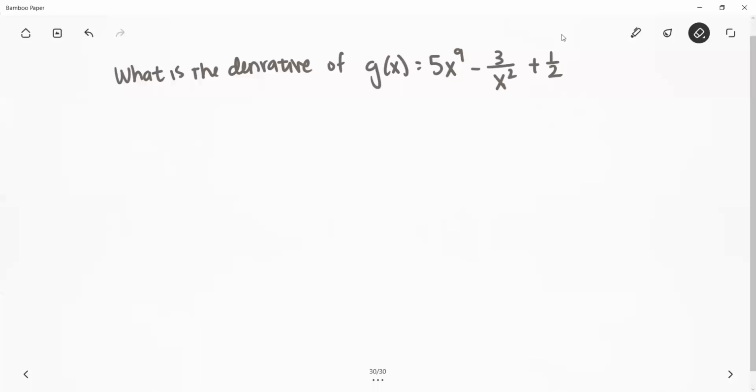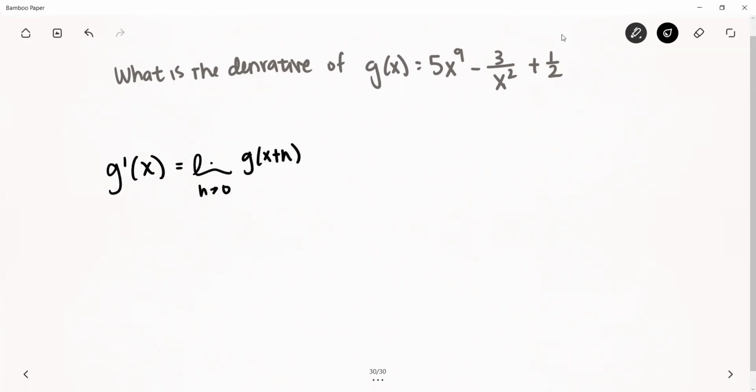All right, so if I'm trying to find the derivative, that means I'm looking for g prime of x. And there are a couple of ways you could find the derivative of this. You could go by definition, which is the limit as h goes to 0 of g of x plus h minus g of x all over h. You could do this, but with this being the 9th power, and I also have x in the denominator, this feels like it's going to get a little messy.